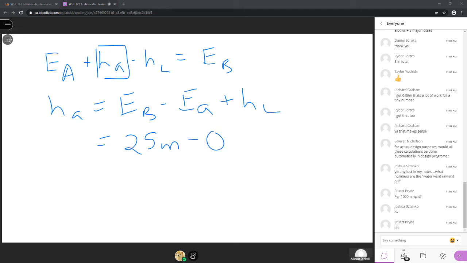Our head at point A is 0 plus our head losses. And so our total head would be 25. Our pump would need to add this much energy.